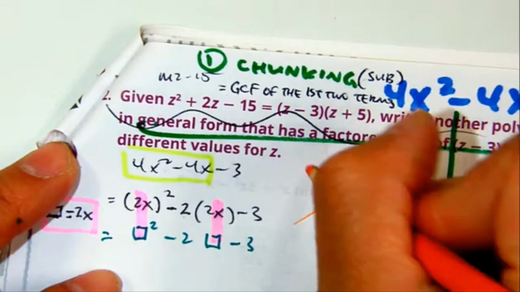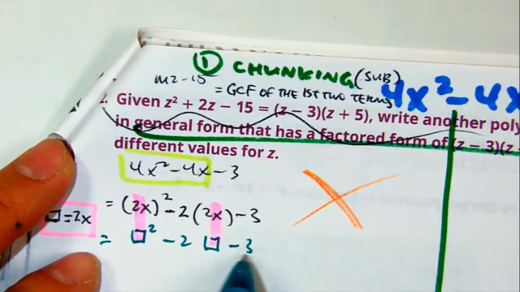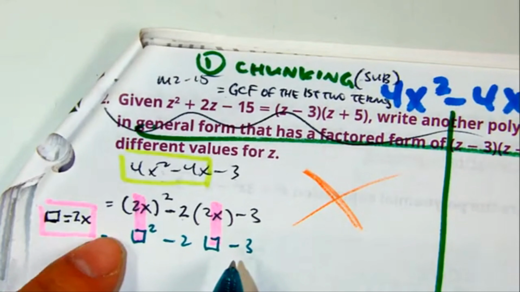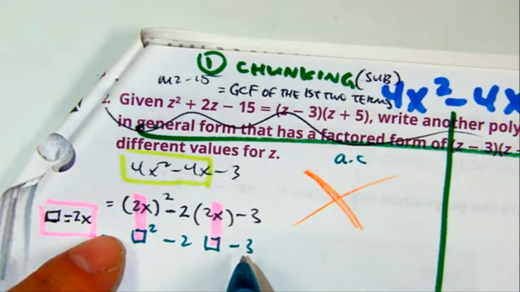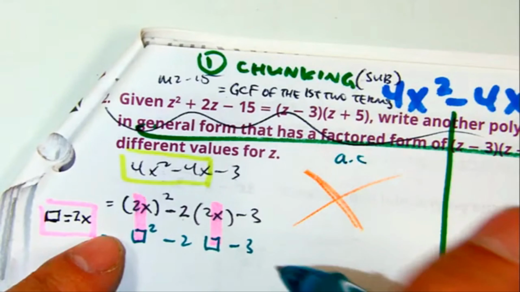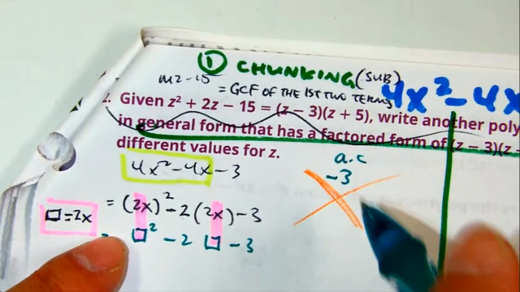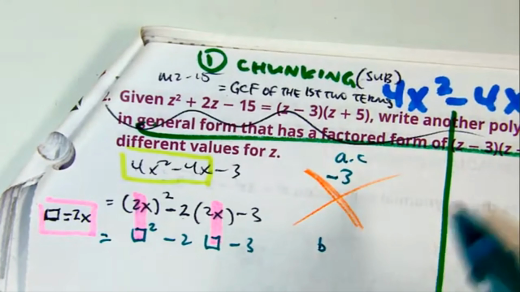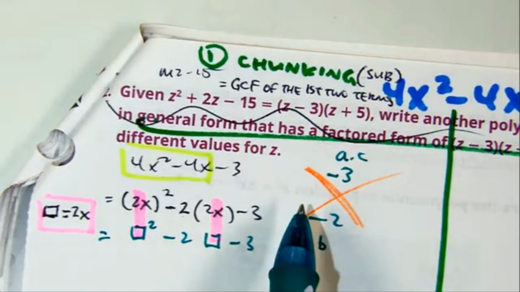And why I did that now is so that I can actually just do my x method. Let's review the x method. Now I'm doing it from right here. A times c, what's my a value, class? 1. And your c value? Negative 3. So a times c is negative 3. What letter goes down here? The b value. What's your b value? Negative 2.